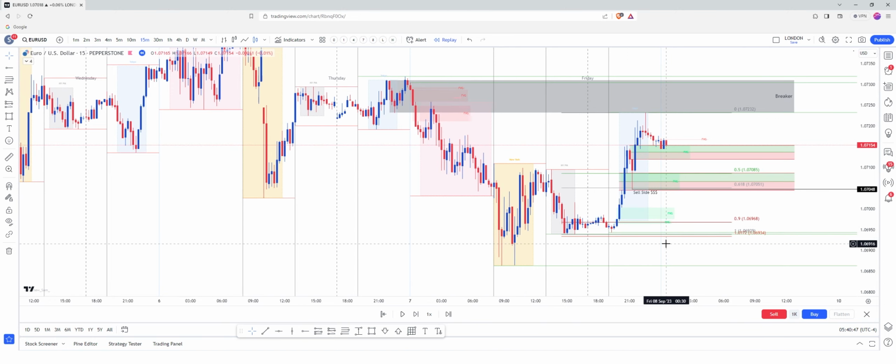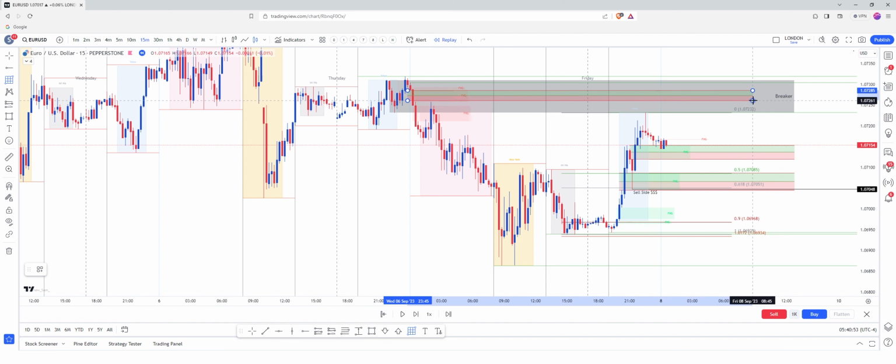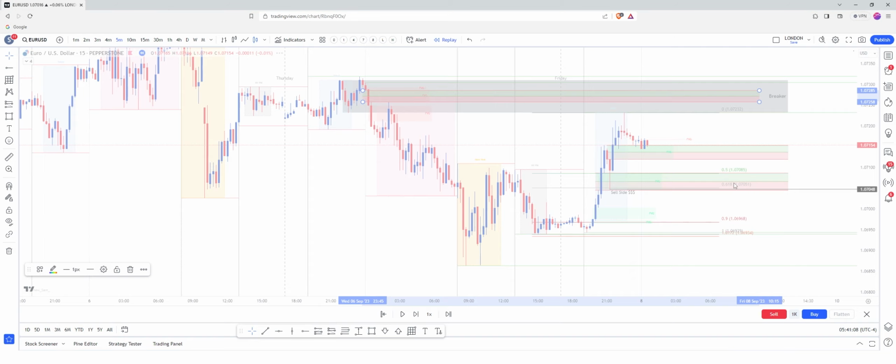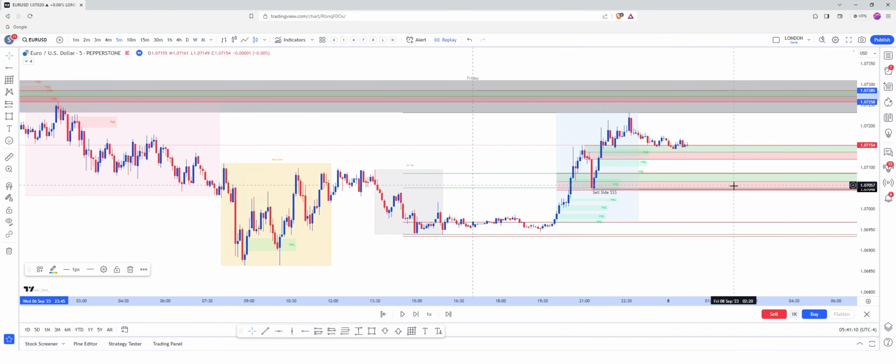And we've got a 15-minute fair value gap that's been untapped up here as potential resistance within a breaker as well. So fair value gaps within breakers, obviously very, very sensitive areas, something that ICT has mentioned before. Let's drop onto the 5-minute and see how price progresses now as we are entering the London session.